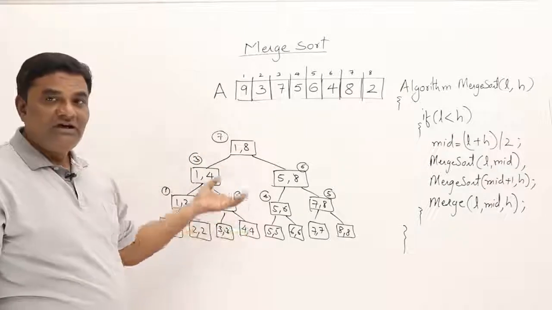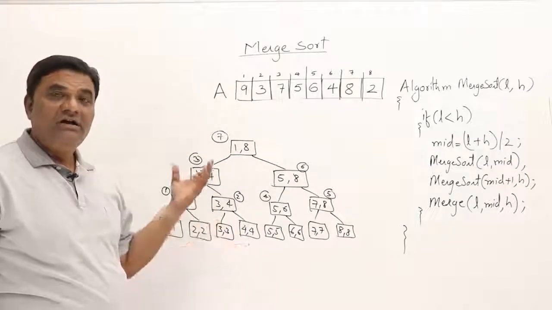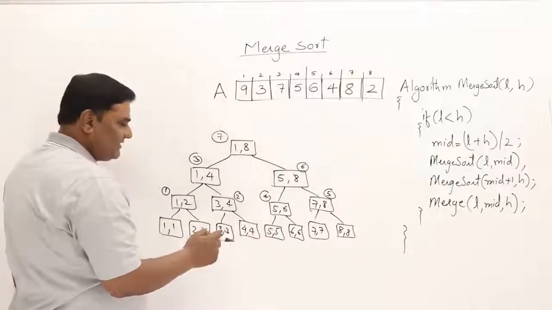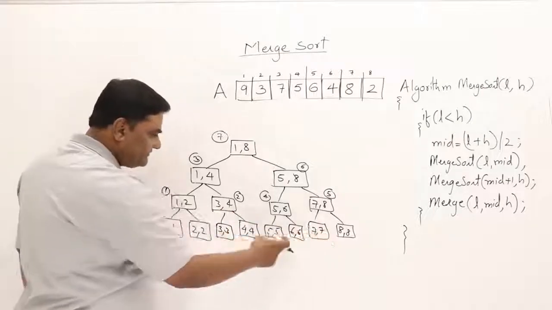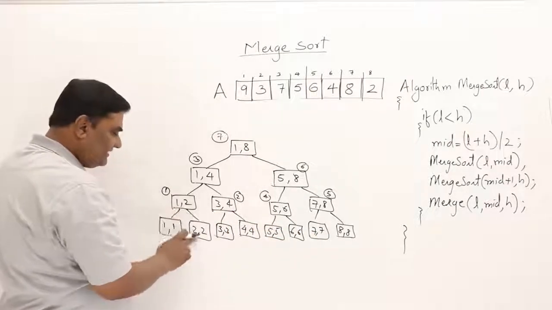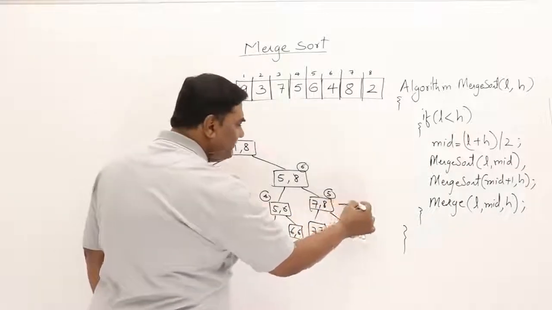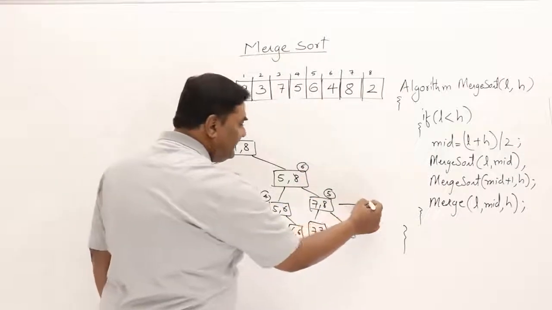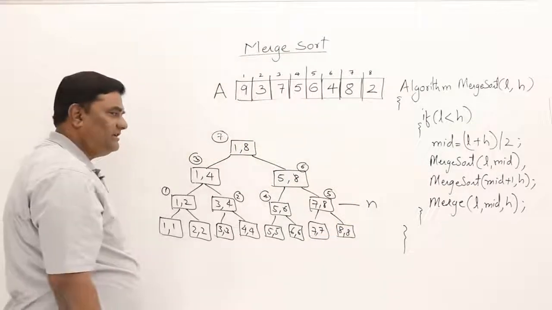So I'll show you how much time it takes. See, the merging has started in this level. This was just splitting. So how many elements are merged here? Two elements merged, two elements. Total how many elements? 8 elements are there. 2, 4, 6, 8. 8 elements are merged here. So I will say n elements are merged, all n elements.